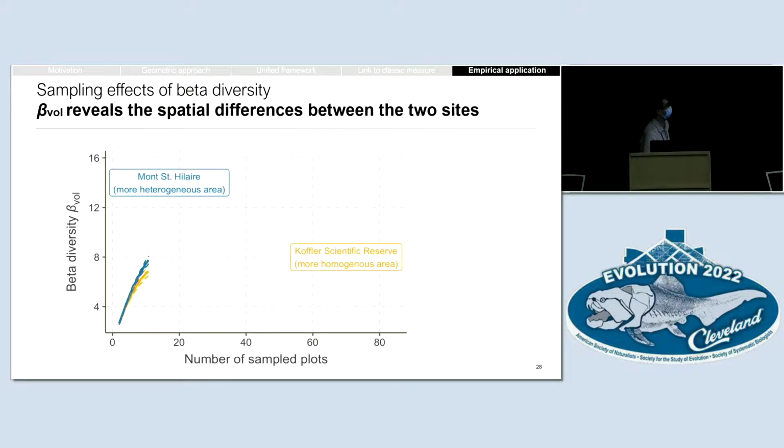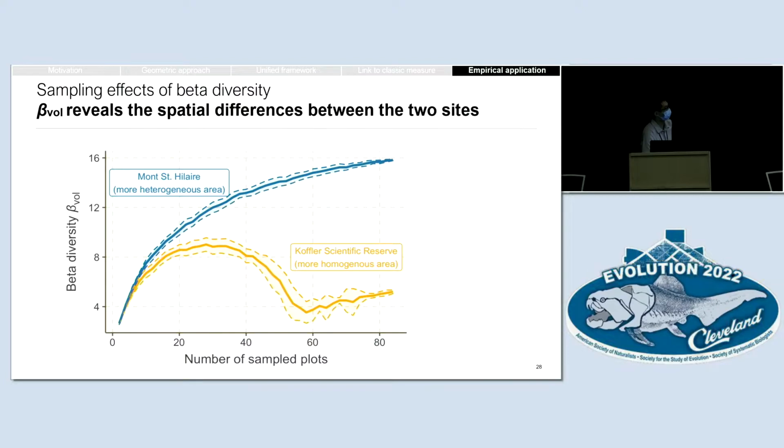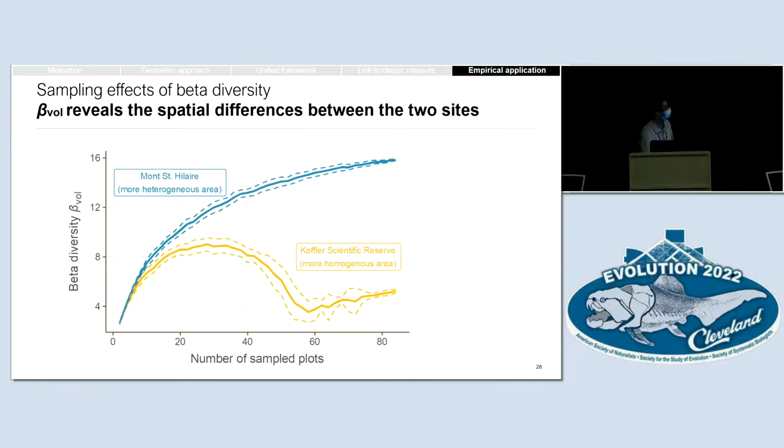And let's see how our measurement works. The x-axis is the number of sample plots. The y-axis is the beta diversity volume. As you can see, initially, there is no distinction between these two sampling sites. However, as soon as you do more sampling, the KSL sites start to have a slower increase, while the Mont Saint-Hilaire keeps increasing. And up to some point, at the KSL sites, the biodiversity actually decreases, while the Mont Saint-Hilaire still always increases.